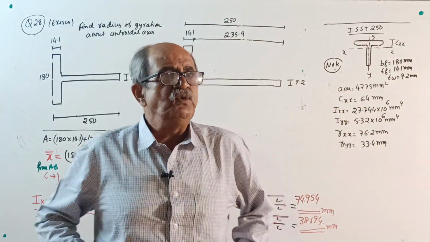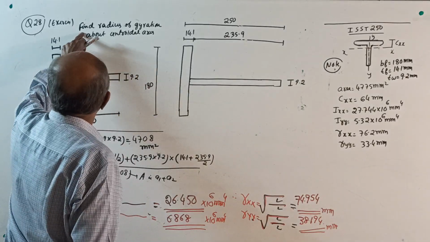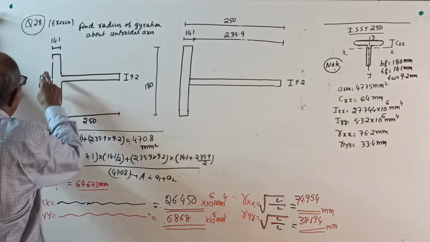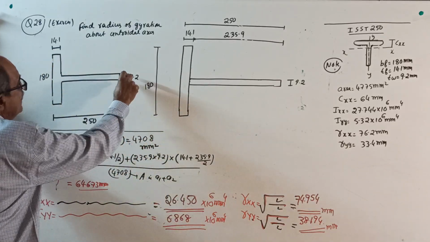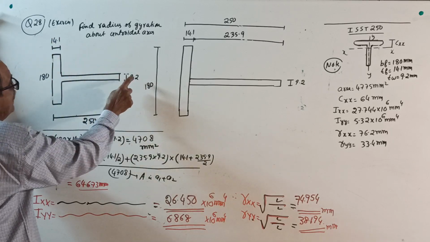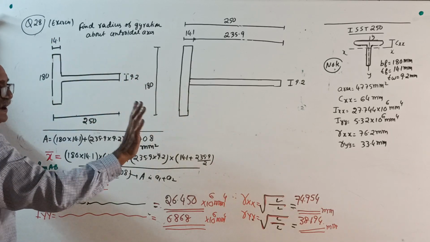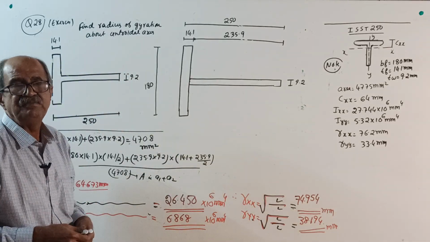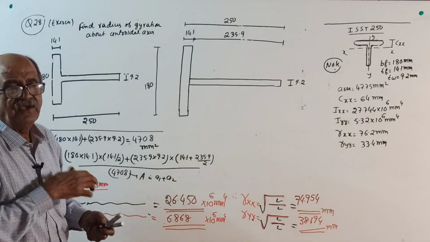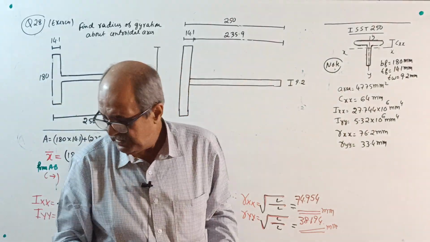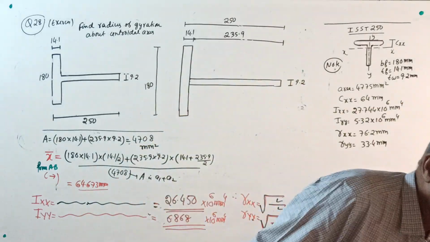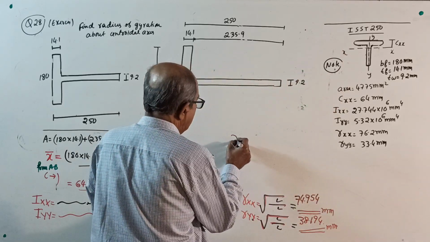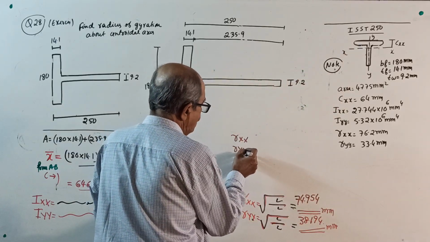One exercise for you. Yes, I got it. Find the radius of gyration about the centroidal axis. 180, total 250, 9.2 and 14.1. I will tell you why I took fractional values little later. This is the given T section, these two are equal. First try the statement. They ask to find the radius of gyration about the centroidal axis, that is R about XX and R about YY.